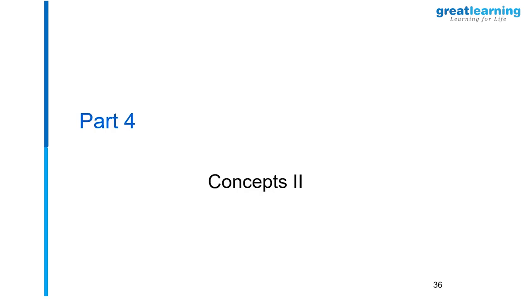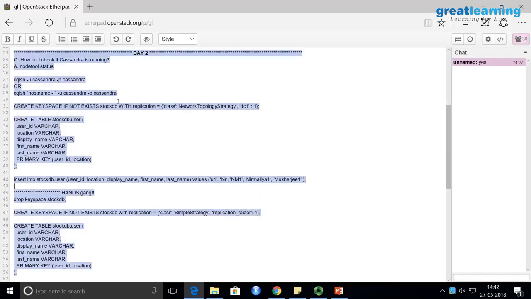So what I'm going to do is, in Etherpad, I'm going to copy paste a couple of create keyspaces, create tables, and all of that. Please copy and paste that in your CQL prompt, and let's figure this thing out. Okay, so let's create the keyspace called stockdb.